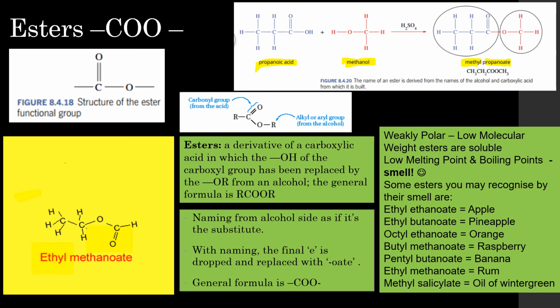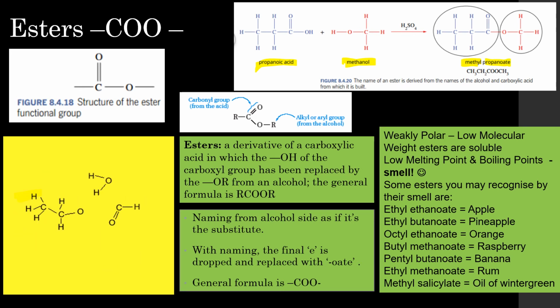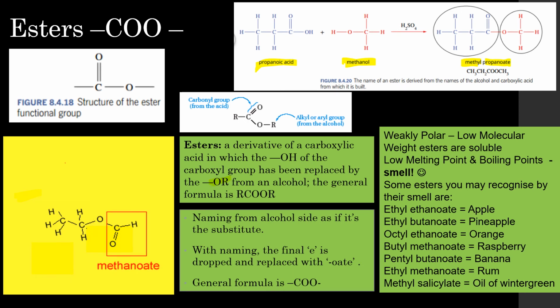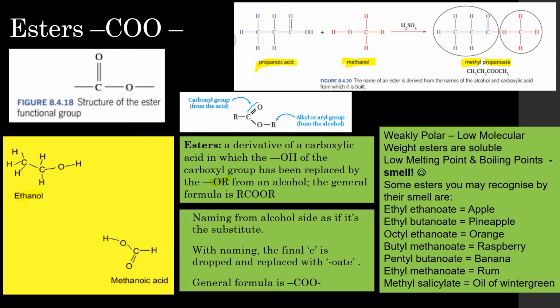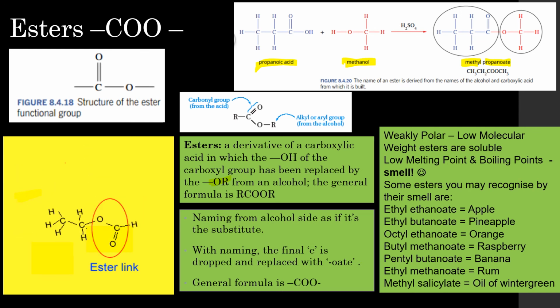So esters are a derivative of a carboxylic acid in which the hydroxyl group of the carboxyl group has been replaced with the oxygen, and it joins within the group, the chain from the alcohol. And so the general formula is COO. So we name from the alcohol side as if it's a substitute, and when naming, the final E is dropped and replaced with an OATE. We'll have a look at this in the next slide.